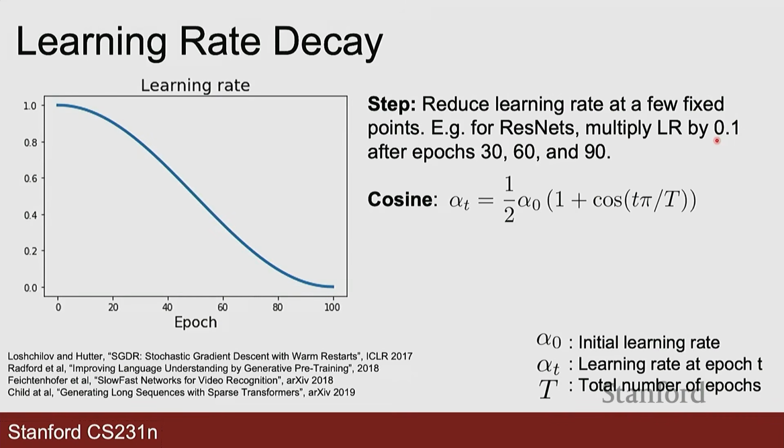Another thing you could do is cosine learning rate decay. So this one is also extremely popular. So here you have basically half of a cosine wave where you're starting at your maximum learning rate here, and then you go down to 0 at the end, and it follows this sort of half cosine shape. And here's the formula for calculating it.